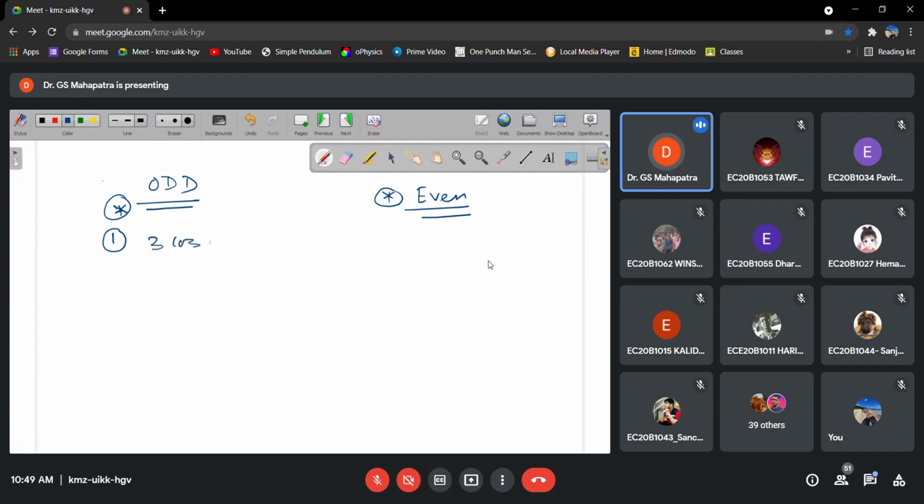3 cos of 2t minus t cube. For even, 2 cos of 3t plus 5 sine of 3t, and sine of raised t. So this one is very simple. The second one will be a little bit tough.